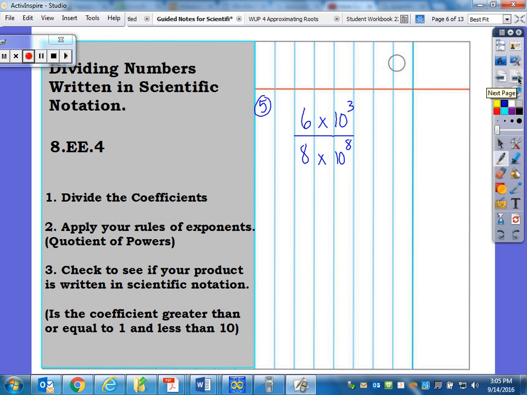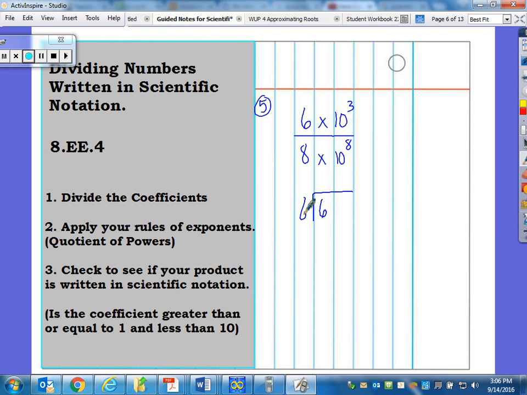Here's another example of dividing with numbers written in scientific notation. 6 divided by 8. 8 goes into 6 0 times. We bring down our zeros. 8 goes into 60 7 times, with 4 left over.